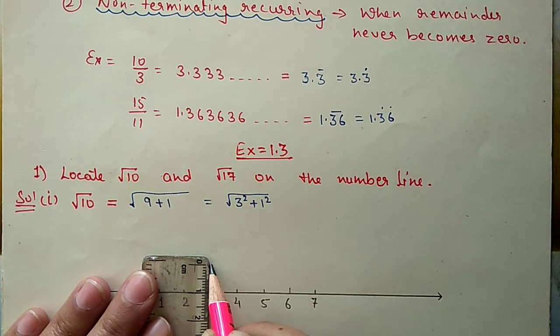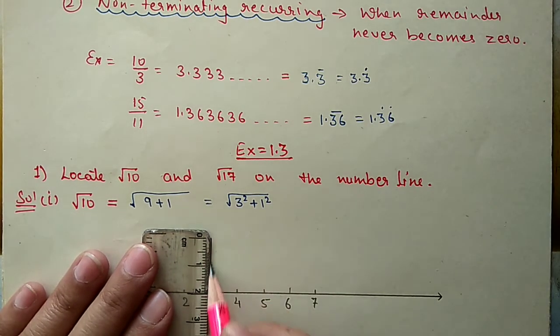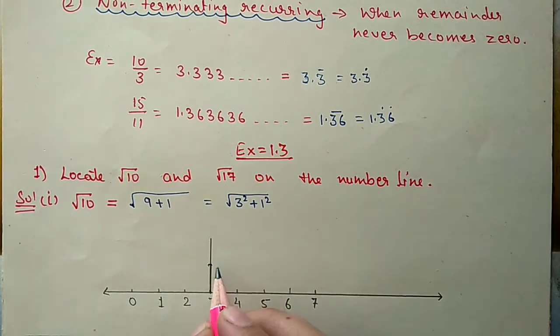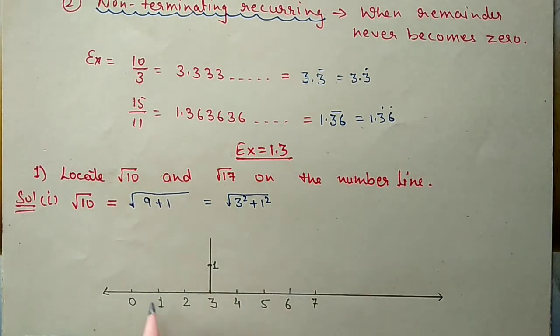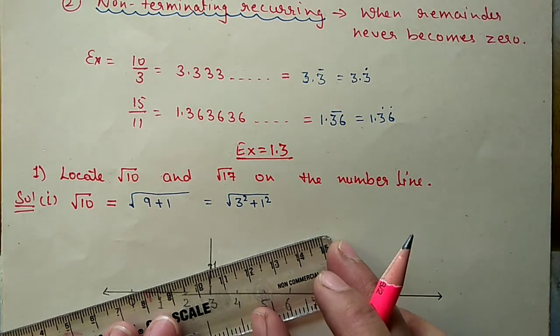Each part I have taken as 1 centimeter. So 1 I will mark here. You can extend it a little bit and mark 1 here. So 3 like this and 1 like this. These two numbers, one you have to take like this, another one like this. And we have to join from 0 to 1.